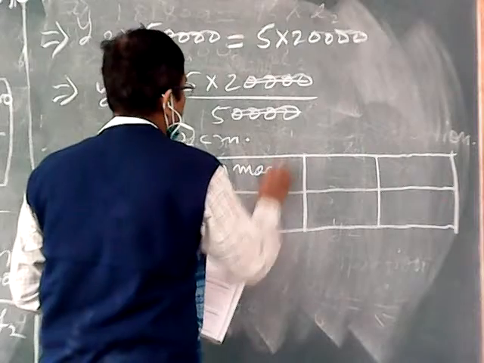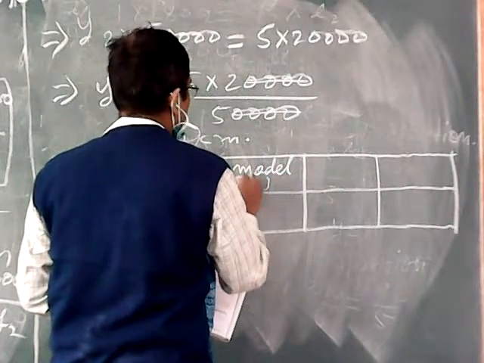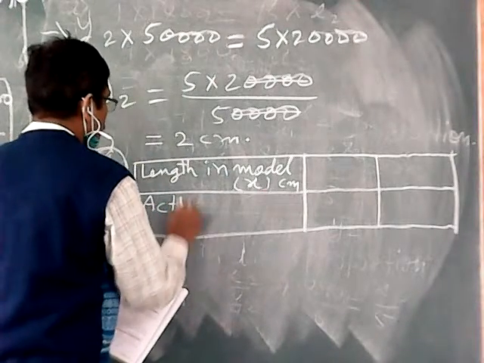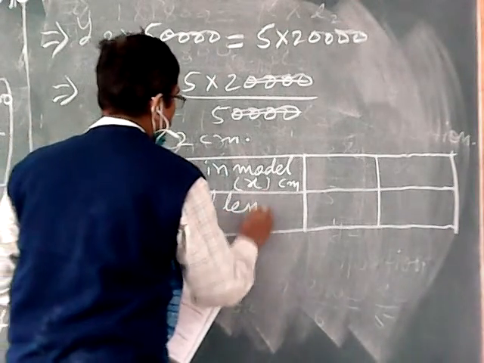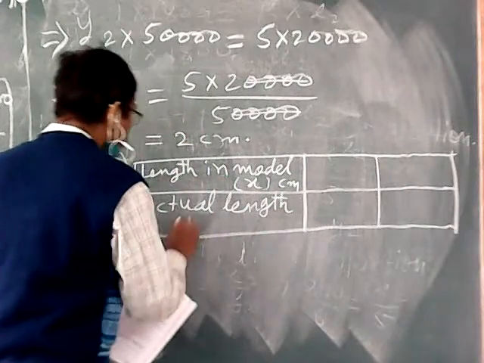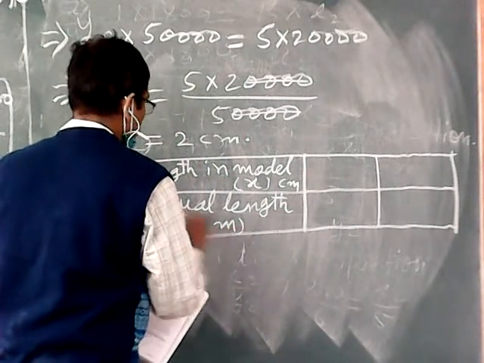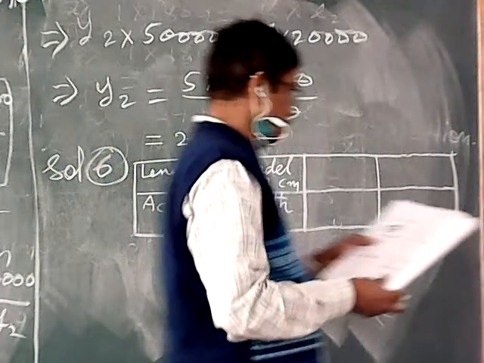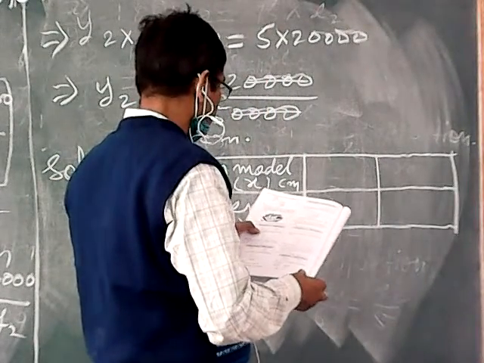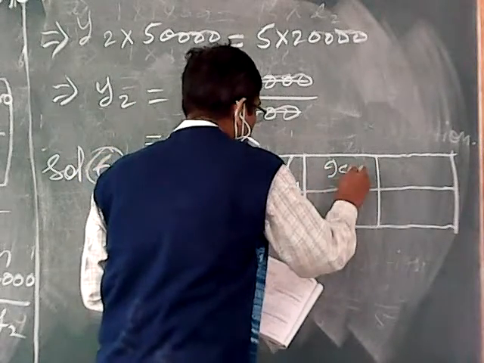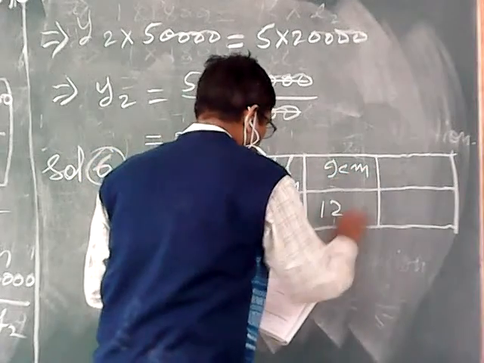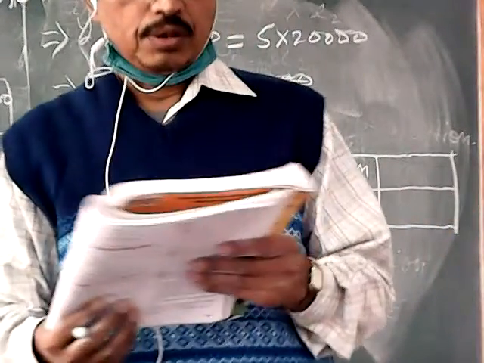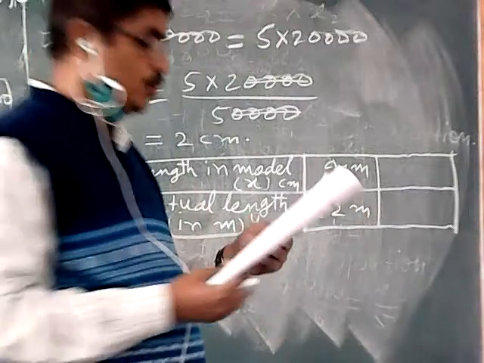Length in model as centimeters. Actual length in meter. So when it is 9 centimeter in model, it is 12 meters of the mass. That is actual length.